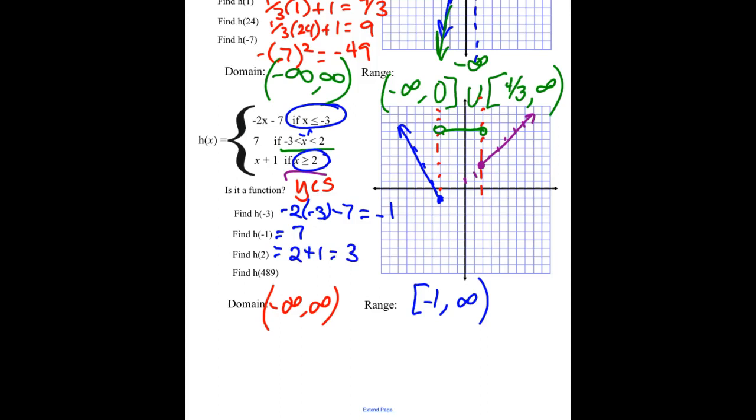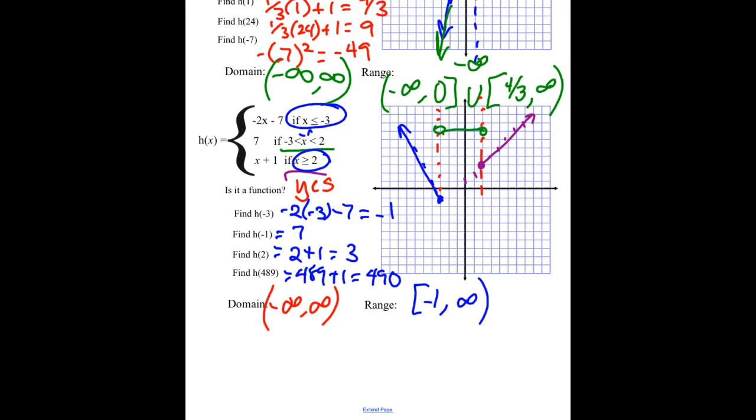And the last one, h of 489. Bottom one. So 489 plus 1, we should be at 490. Some of them you can get by looking at the graph, right? The small numbers. Obviously, h of 489, you're not going to graph it that big. You'd have to plug it into the equation.